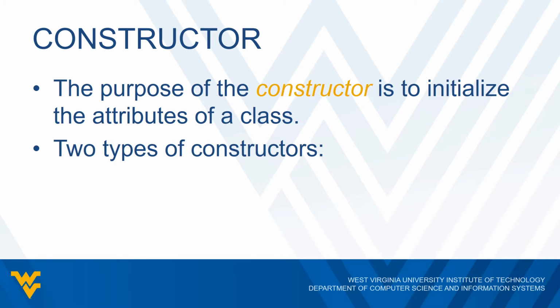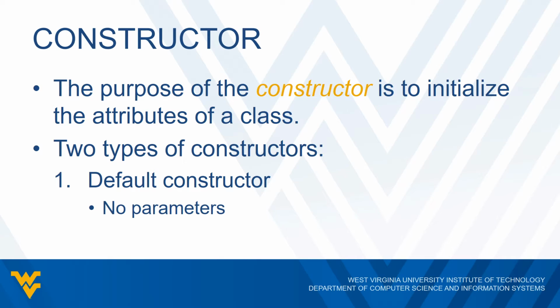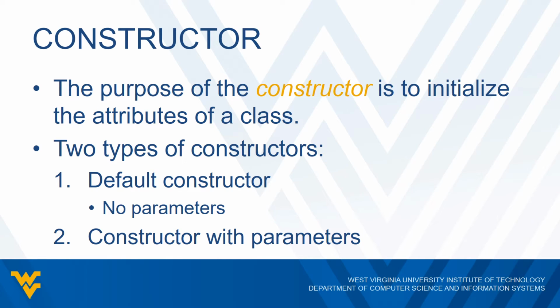Now there are two different types of constructors that we can have in our class. We can have one that's called the default constructor, which just simply means that there are no parameters. So these would be the default values for all the attributes in our class. The second type would be a constructor with parameters, which means we would pass some values, and these would be the initial values of all of our attributes in the class.